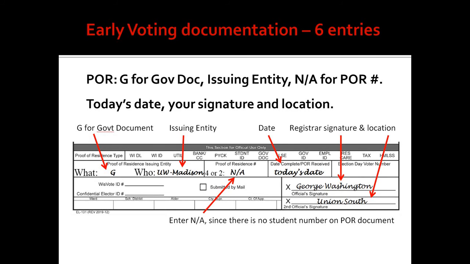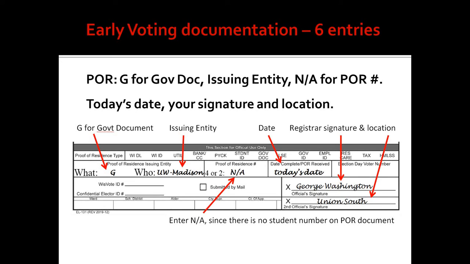This shows the bottom of the new voter registration form, which was approved by the Wisconsin Elections Commission in November of 2019. It is customized for the City of Madison. For early voting, document the POR by writing G, which is Madison's code for government document. The issuing entity is UW-Madison or just UW. There is no identifying number or account number on this document, so write N/A for not applicable in the POR number box. Enter today's date and sign it in the official's signature box.